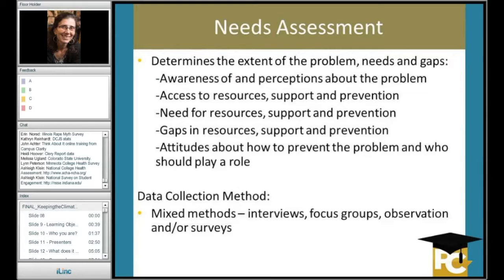Typically, the data is mixed methods. Sometimes needs assessments are one-on-one interviews or conducted in focus groups, sometimes through observation, and sometimes surveys.